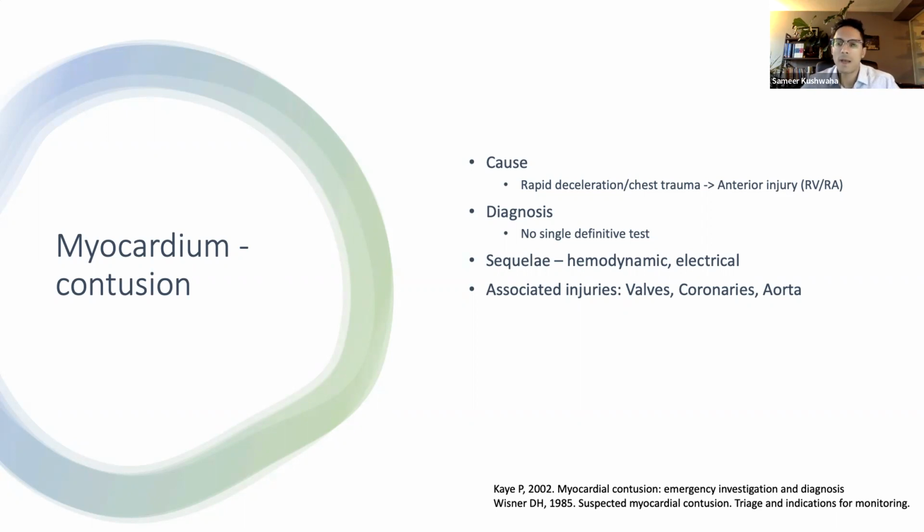Myocardial contusions have quite a high mortality, although it's difficult to say exactly what the number is because it's also a very difficult diagnosis to make. But in a study of patients who had immediate death after blunt chest trauma, post-mortem exam revealed that about 14% of those people had evidence of myocardial contusion.